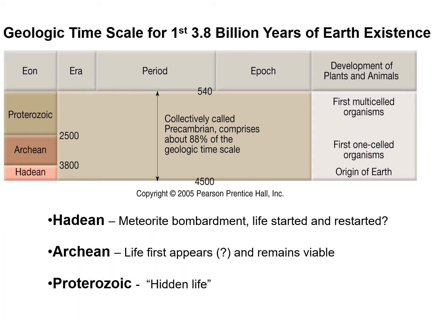So the first 3.8 billion years of Earth history, what we collectively call the Precambrian, is really subdivided into 3 sub-eons. And they are, in order of oldest to youngest, the Hadean, the Archean, and the Proterozoic. Now, we don't really have much for Hadean rocks. This is during a time when there was a lot of meteorite bombardment. The Earth was still forming and cooling.